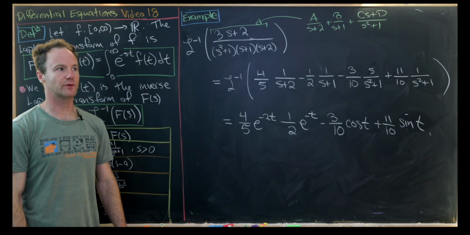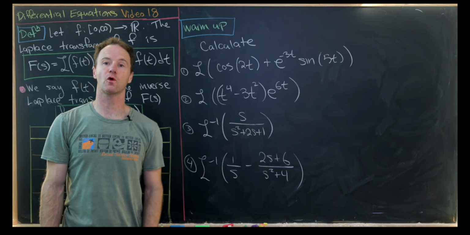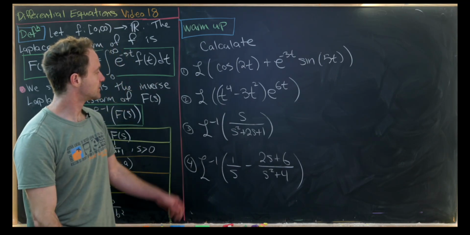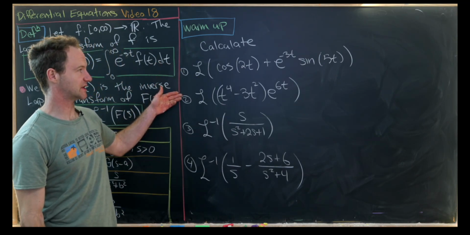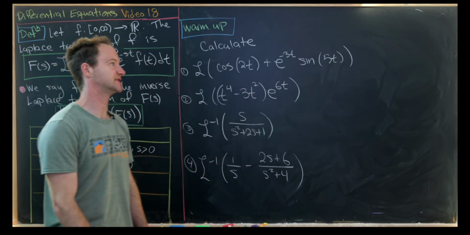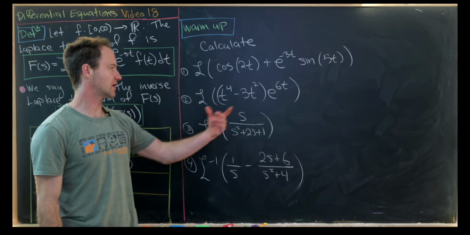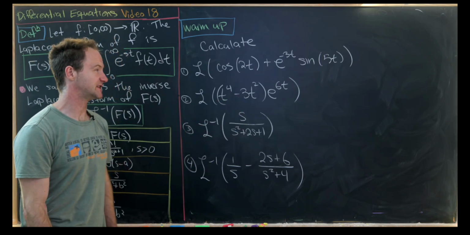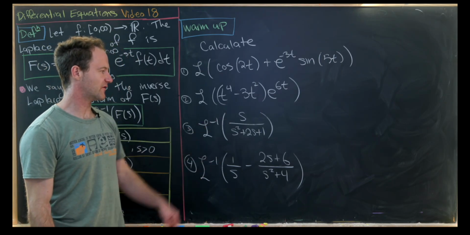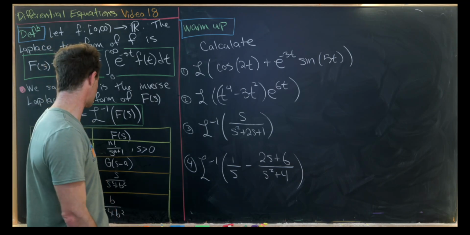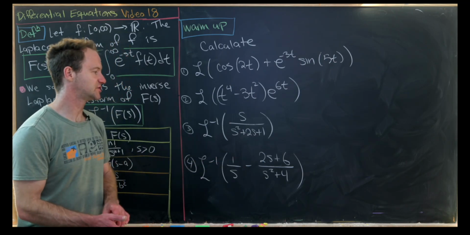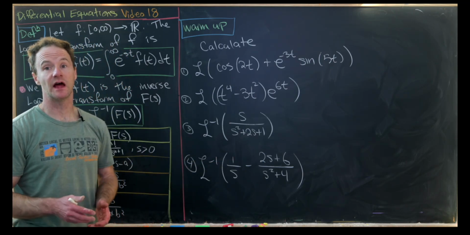Okay, so now I'm going to leave you with a couple of warm-up exercises. I'll leave you with 4 warm-up problems, and these can all be solved using this basic chart that we had right here. So 2 of them are to find the Laplace transform. The first, of the function cosine of 2t plus e to the minus 3t sine of 5t, and the second, of the function t to the 4th minus 3t squared e to the 6t. And then the inverse Laplace transform of s over s squared plus 2s plus 1. And then finally the inverse Laplace transform of 1 over s minus 2s plus 6 over s squared plus 4. And that's a good place to stop.